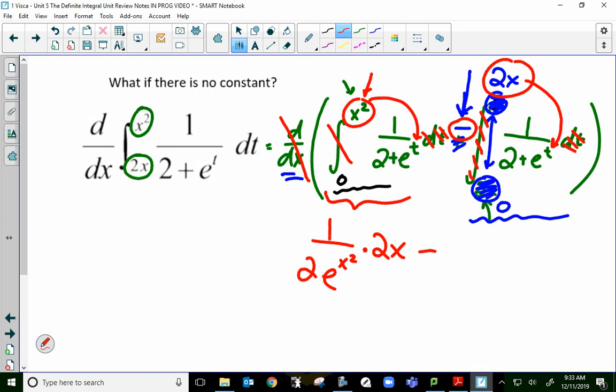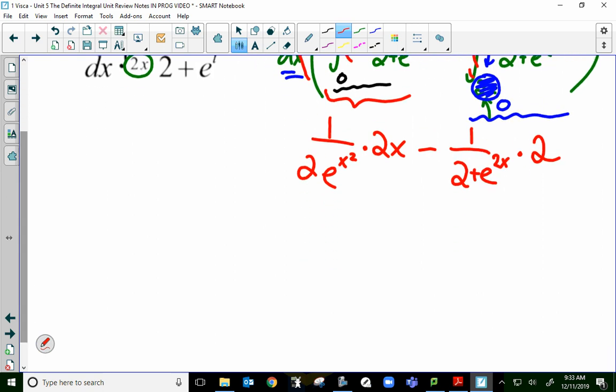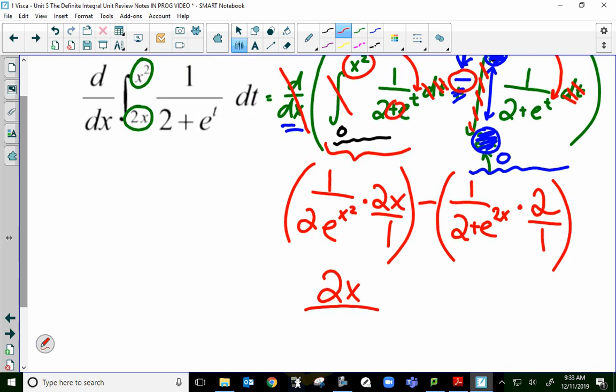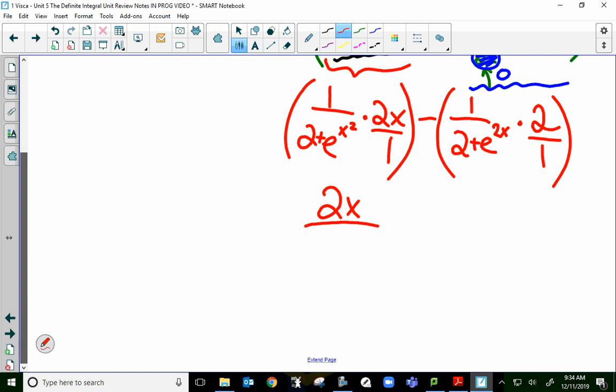Boom, done. Now 1 over 2 plus e. It's not to the x squared, it's to the 2x, times the derivative of 2x, which is just 2. So because we're good at math and we want to show our teachers that we are impressive, we're going to combine this and combine this, and we're not going to combine anything else. So I got 2x over 2 plus e to the x squared minus 2 over 2 plus e to the 2x.